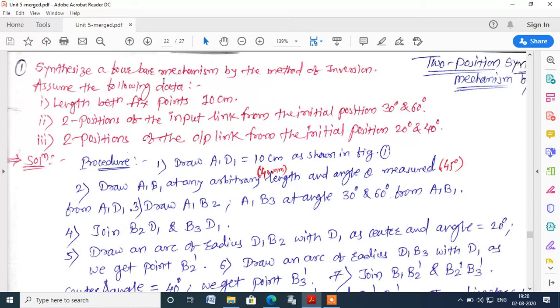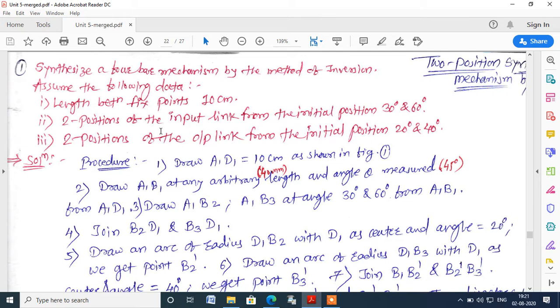Suppose in the problem it is not mentioned which method, then we can solve by any method, that is method of inversion or relative pole method. But if it is specified that by this method you have to synthesize the 4-bar mechanism, then by that method only you have to solve the problem. Then and only then you will get full marks.